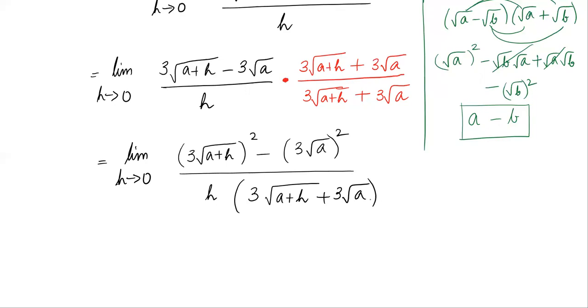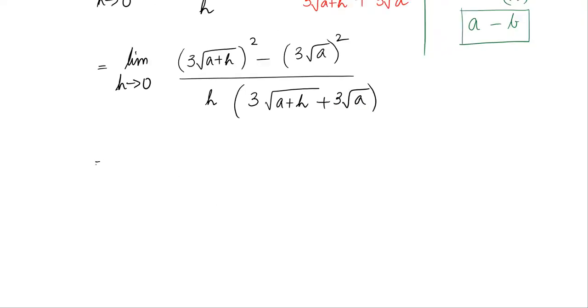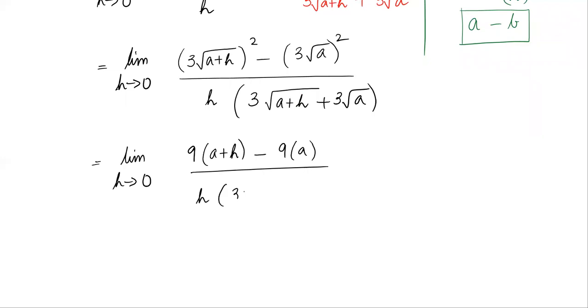Okay, so let's take a look at the numerator. So that's going to be 3 squared, which is 9, times the square root of a plus h, the whole squared, which eliminates the square root. That was the whole idea. Minus 9 times a over h times 3. Okay, now we're ready to distribute on the top.